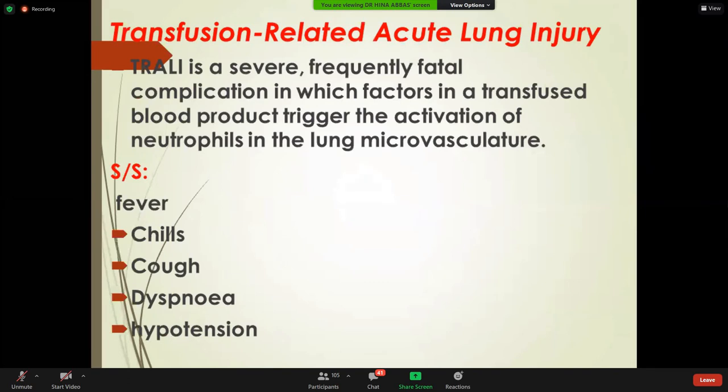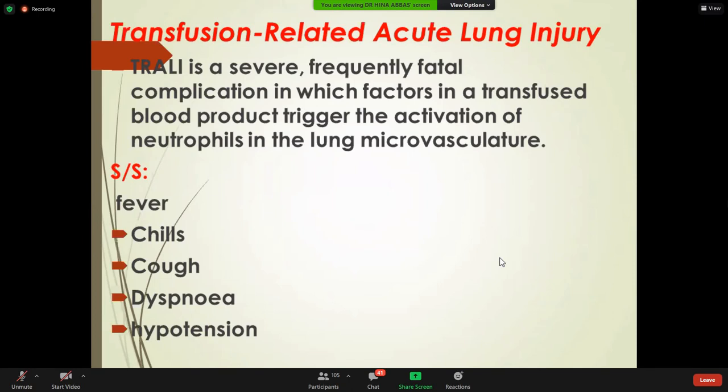Then we have transfusion related lung injury, which we call TRALI. The incidence has been reduced and it's very rare now. It's a severe, frequently fatal complication in which factors in a transfused blood product trigger the activation of neutrophils in the lung microvasculature. Although the incidence of TRALI has been reduced, it's an important topic in the spectrum of blood transfusion.